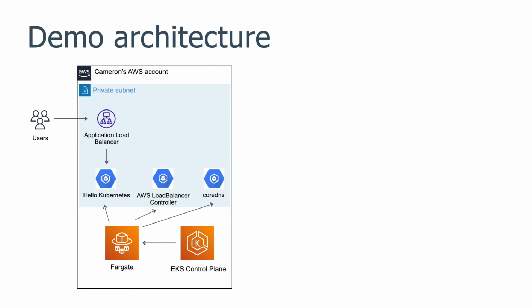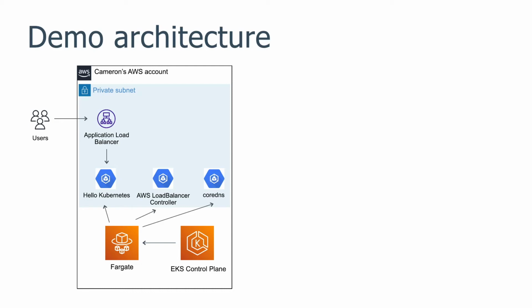So using Fargate provides better isolation, as each pod is scheduled on its own node and does not share the underlying kernel, CPU resources, memory resources, or elastic network interface with any other pod.